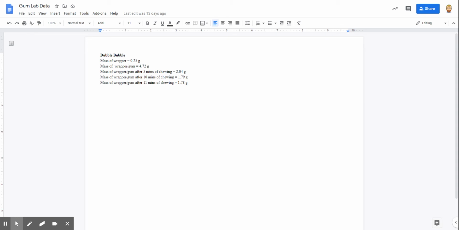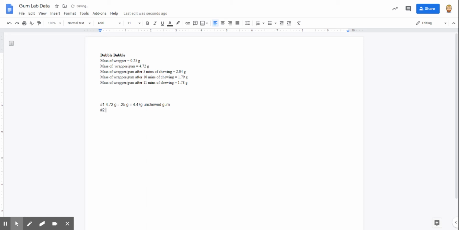Let's go over some data manipulation for our gum lab. Question number 1 asks for you to find the mass of the unchewed gum. For this, we're going to take the mass of the unchewed gum with the wrapper minus the wrapper. You're going to plug that into your calculator, and you should get about 4.47 grams. That's going to be unchewed gum.